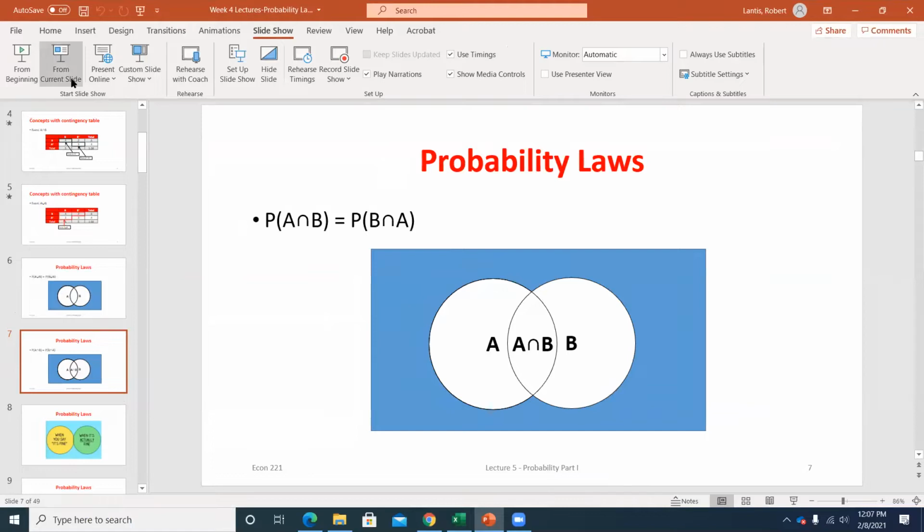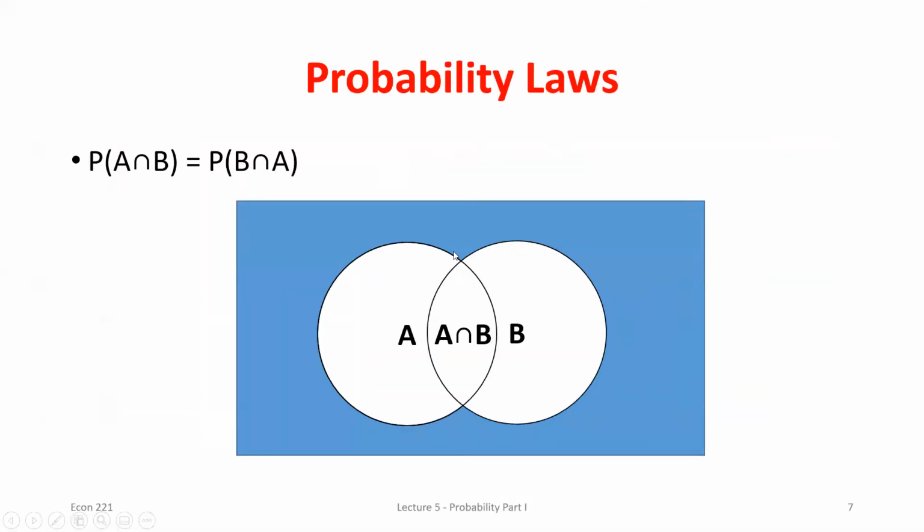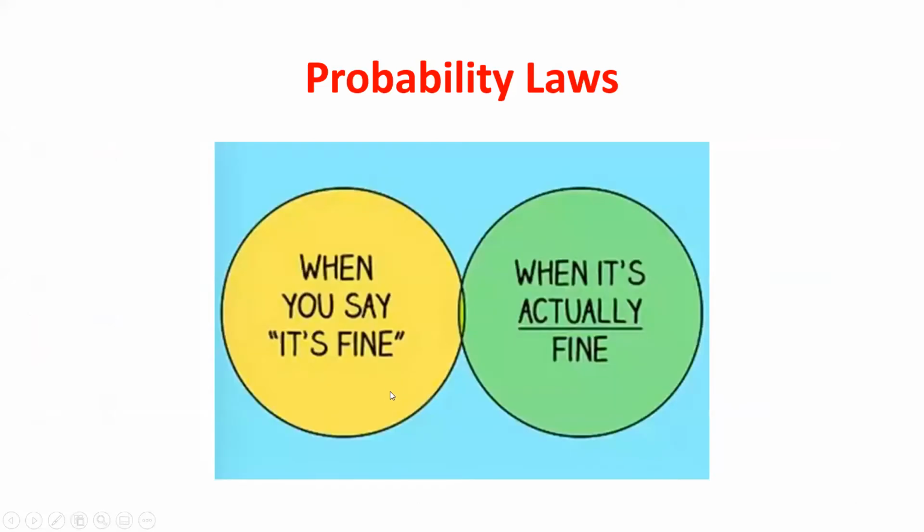So I can think about event A as being kind of two components, right? The intersection with A and B, and then the intersection of A and B complement, right? Everything that's not in B, but is in A. Okay? So kind of we think about these intersections. I always thought this was like a great meme. Like when you say it's fine, when it's actually fine, right? There's a very small overlap, right? A very small intersection between those two things.